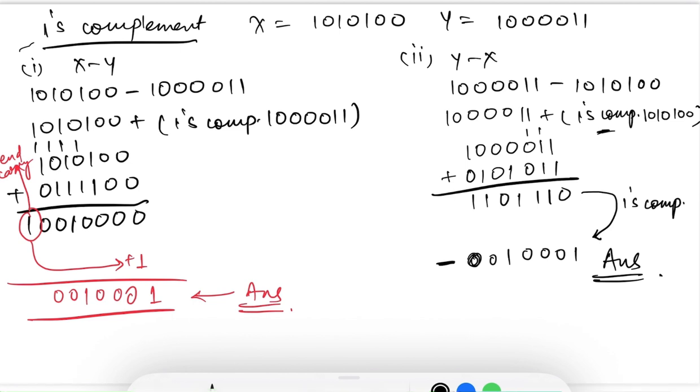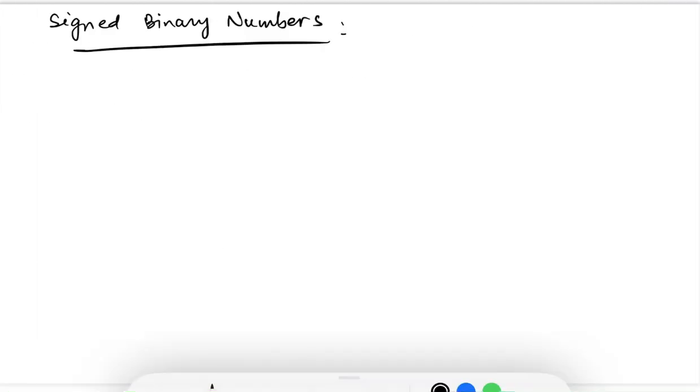Now moving towards signed binary numbers. When we are using paper and pencil, I can put a plus sign in front of a decimal number or a plus sign in front of a binary number, or a negative sign in front of a decimal number or a negative sign in front of a binary number. So plus or minus I can check with the sign, but in computers it is not so. In computers everything is stored in the form of bits.